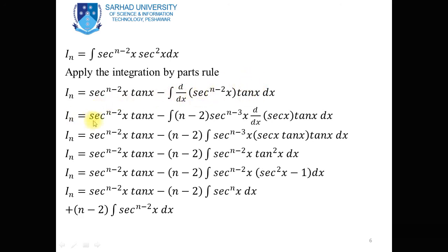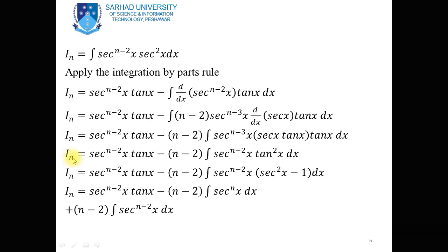Now In is equal to secant^(n-2) x into tangent x minus the derivative of this function. By using the power rule, multiply the power with the coefficient and subtract 1 from the power, we obtain (n-2) into secant^(n-3) x, and further the derivative of the base, the derivative of secant x, and tangent x is it is, and this dx is it is. Now In is equal to secant^(n-2) x into tangent x minus (n-2) into the integration of secant^(n-3) x into the derivative of secant x, which is equal to secant x into tangent x, and this tangent x is it is, and dx is it is.